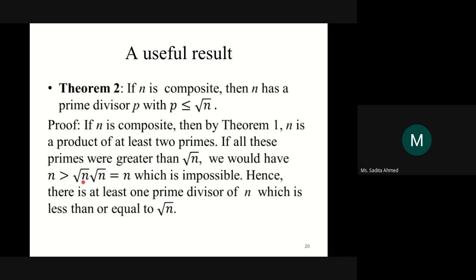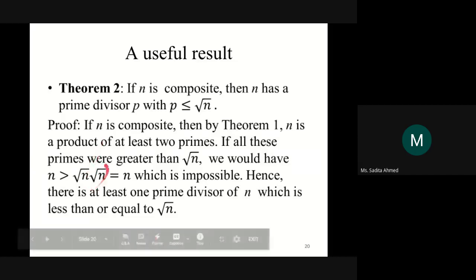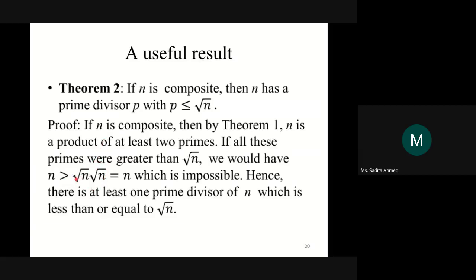If all the primes in this product are greater than square root of n, then obviously it's not going to equate to n. As you can see, it will equate to a number greater than n. So in that case, what is the obvious conclusion from here? That at least one of the prime factors in the product will be less than or equal to square root of n. Otherwise, it won't work. Okay, at least one.